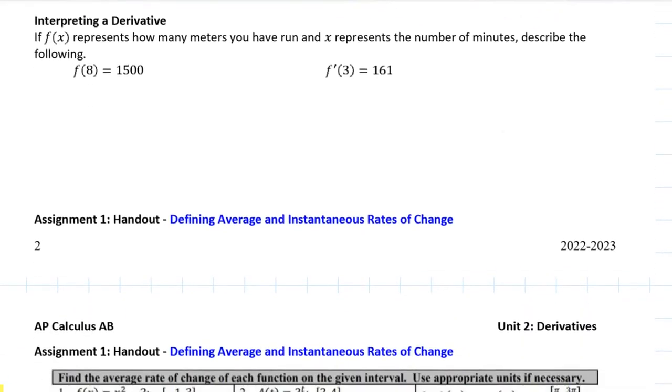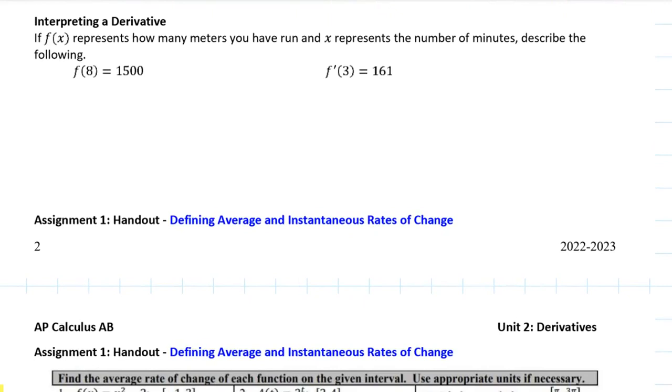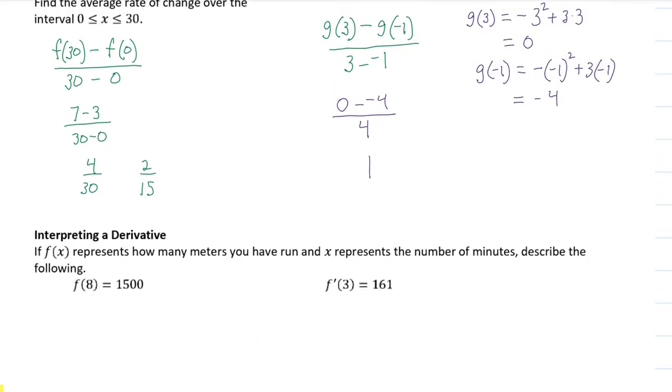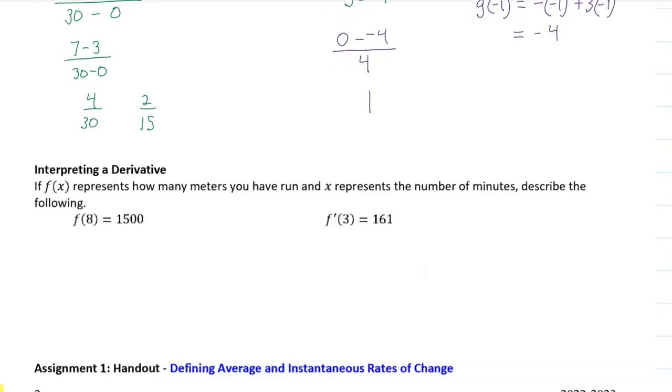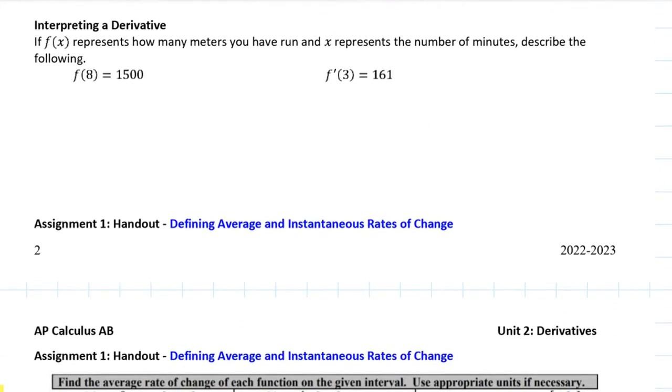Now, when we go to interpret a derivative, we want to be able to say what that derivative means. A derivative is a slope, okay? And so when we look at something like a fraction, these numbers in calculus tend to have units attached to them. So it might be miles per hour or something like that. In this case, we're talking about a function. f of x represents how many meters you have run, and x represents the number of minutes.